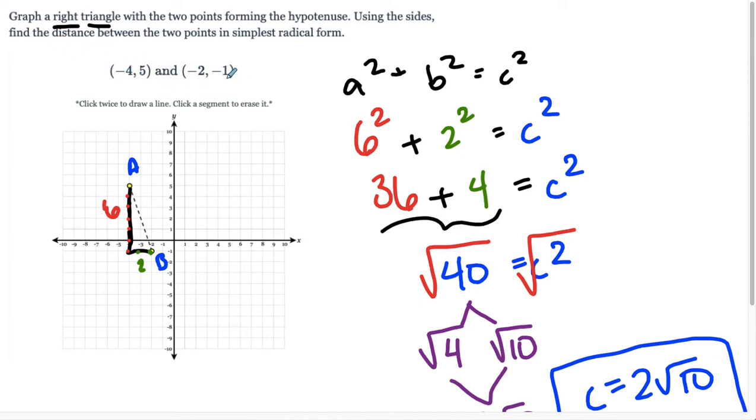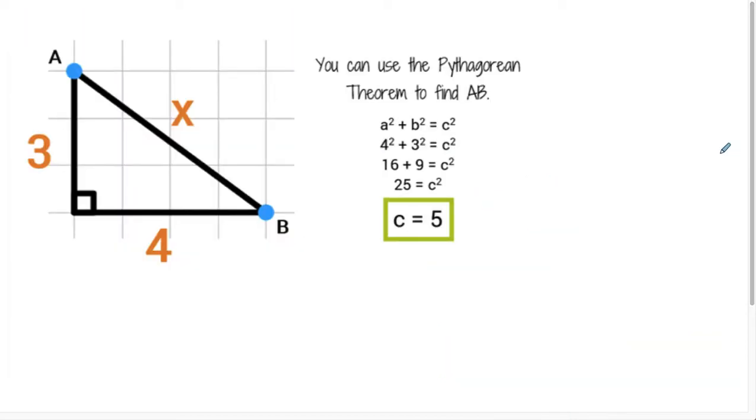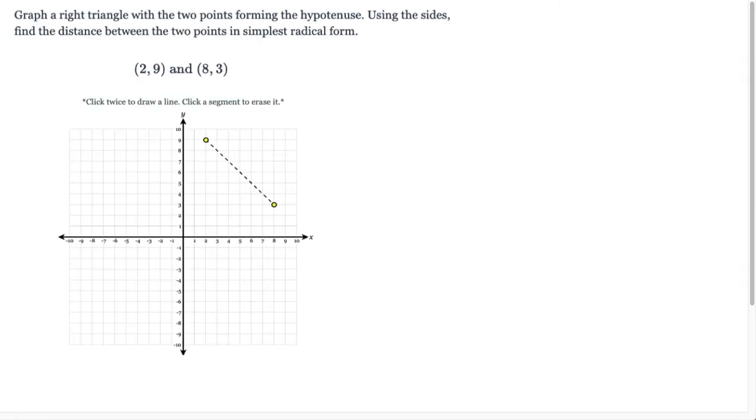All right, so that's the gist. That is where the distance formula really comes from: the Pythagorean theorem. So why don't you go ahead and try this one by yourself and see if you can figure it out on your own. Pause this video and see.